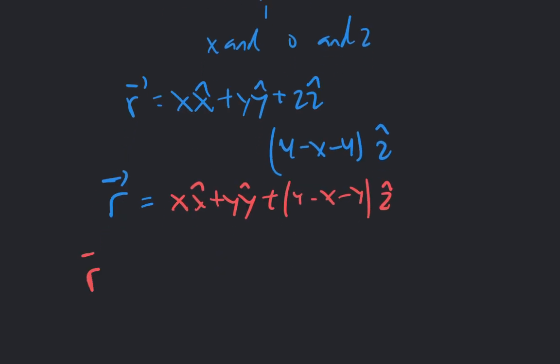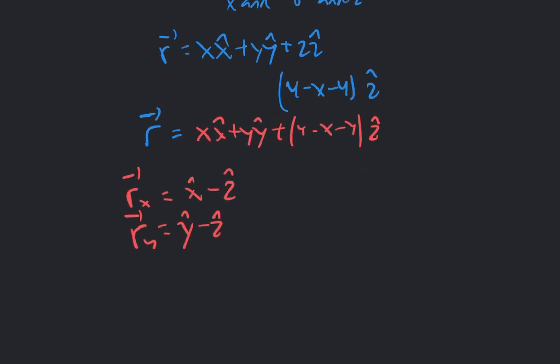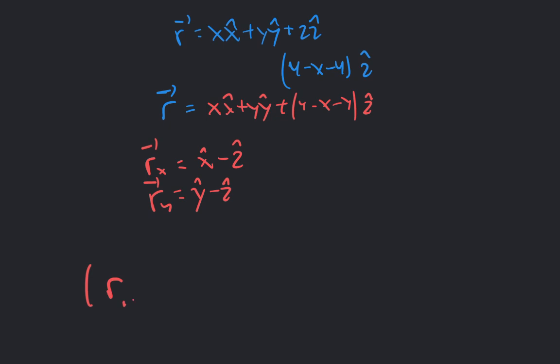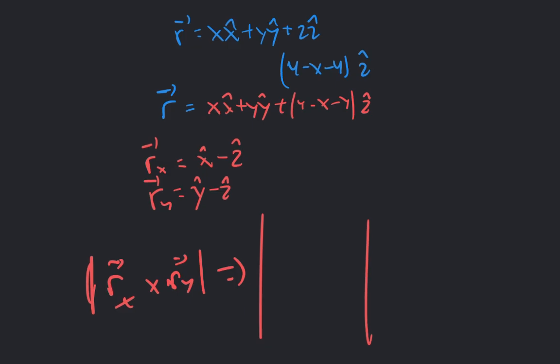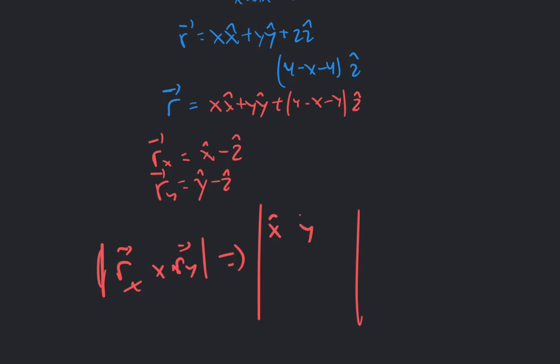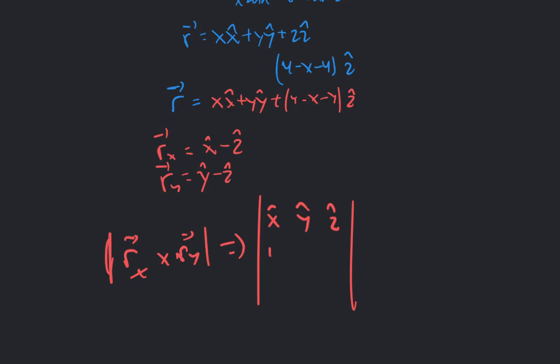Then let's compute the partial derivatives. This is r_x is x unit minus z unit, and then r_y is y unit minus z unit. And then take the cross product, and then take the magnitude, but first just find the cross product, which will be a 3 by 3 determinant, and then plug in the vectors 1, 0, negative 1 and 0, 1, negative 1.